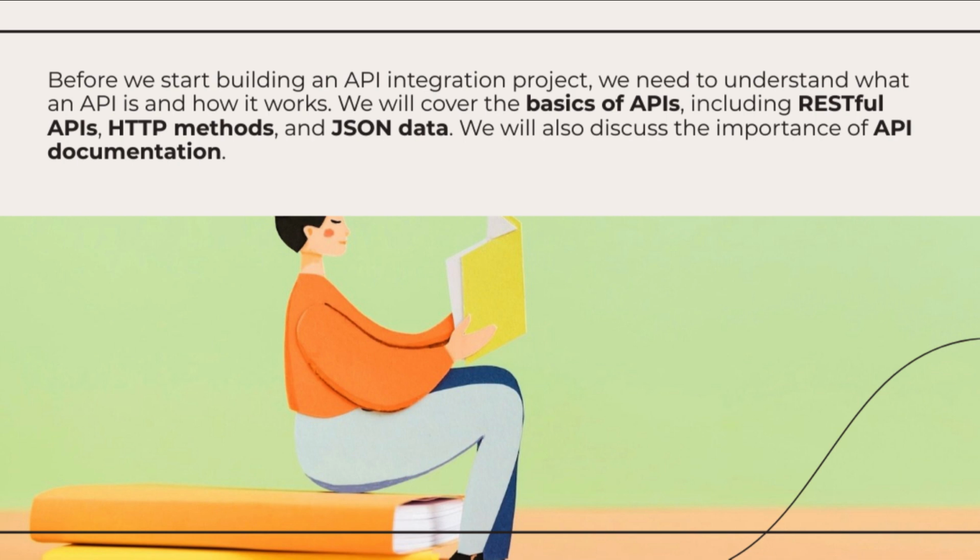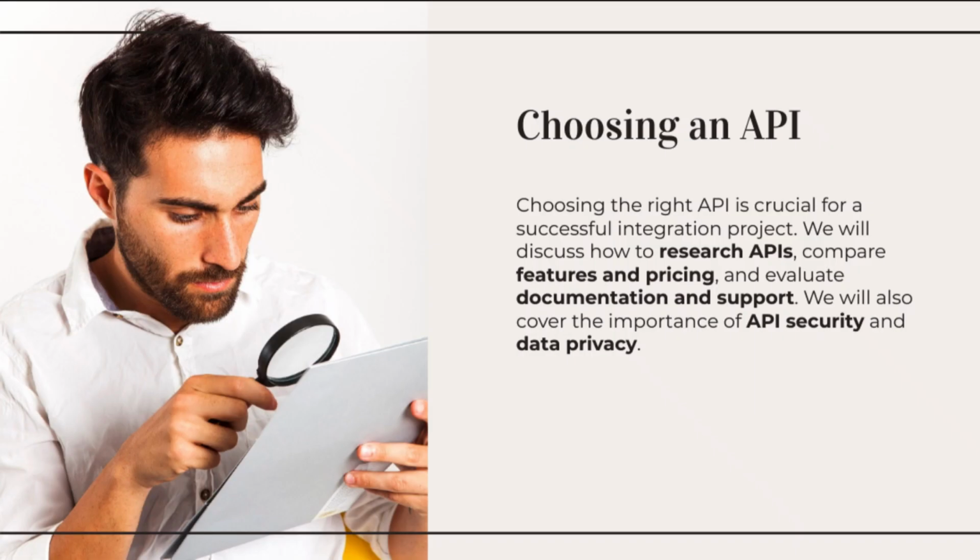2. Set up the development environment. Install the necessary tools and dependencies for your chosen programming language. Choose a framework or library that simplifies API integration, such as Express.js for Node.js or Flask for Python.